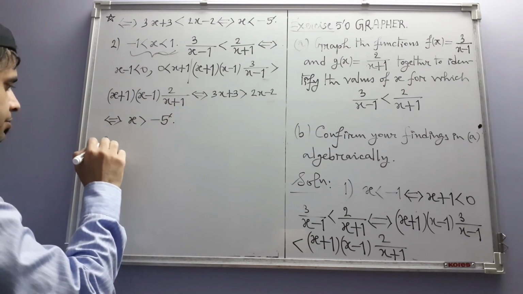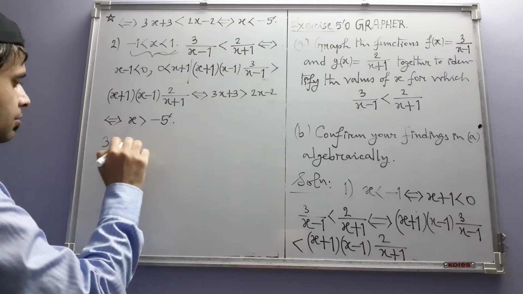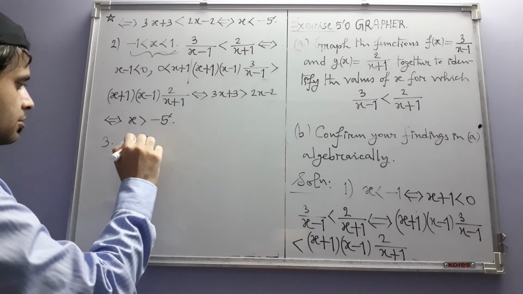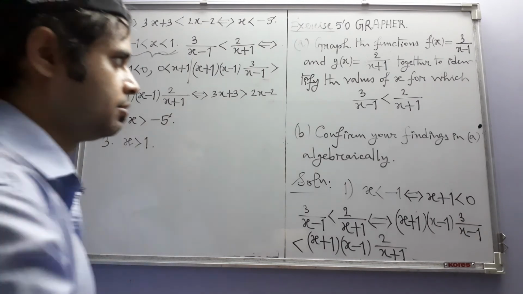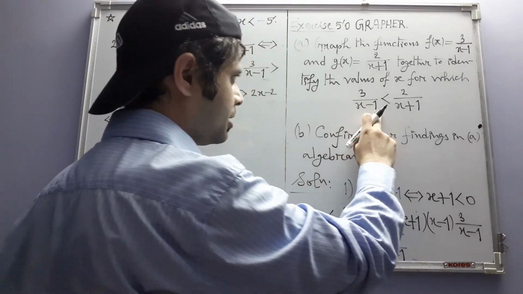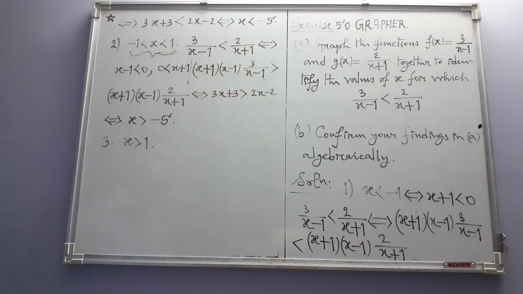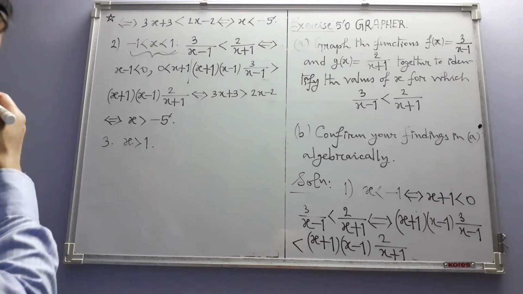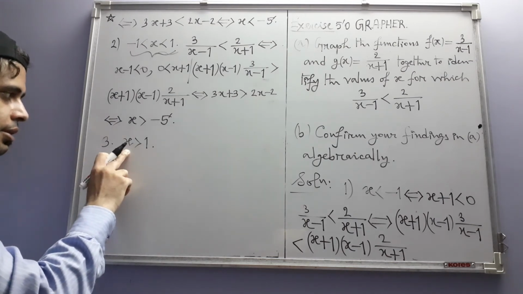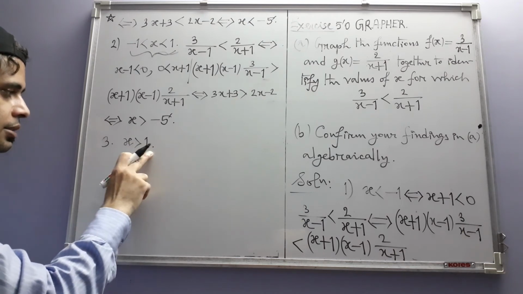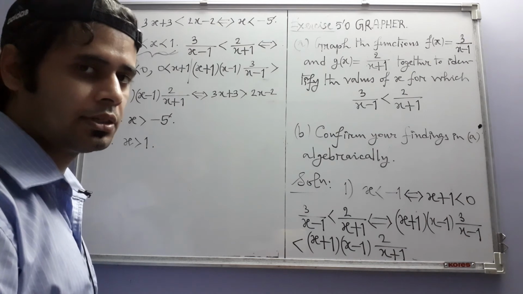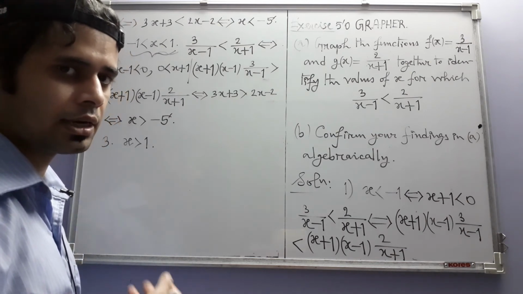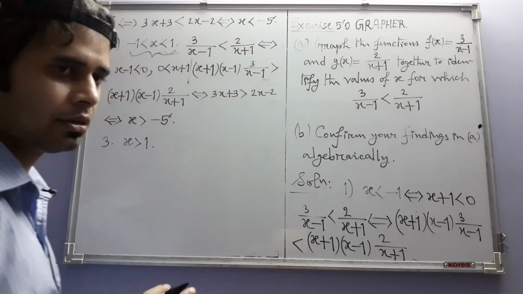And finally we have this one, that x is greater than 1. If x is greater than 1, then both x minus 1 and x plus 1 are positive. Because if x is greater than 1, from here itself you can see that x minus 1 is positive, and x plus 1 is positive because x itself is positive, so adding 1 to it will make it even more positive.